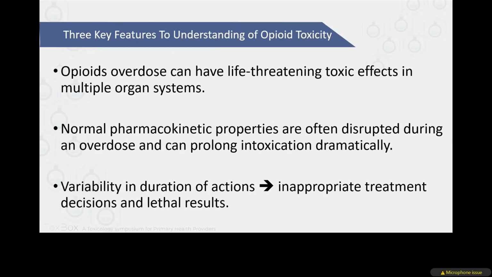Now, I would like to focus on 3 key features to understand opioid toxicity. One, opioid overdose can have a life-threatening toxic effect on multiple organ systems, like rhabdomyolysis, pulmonary edema, and so on.